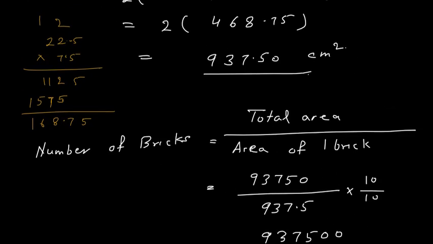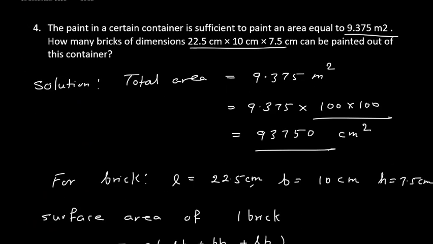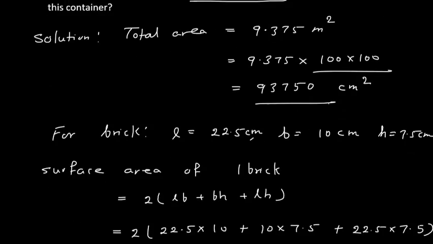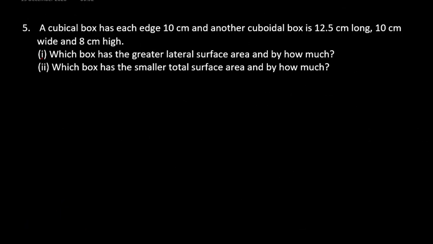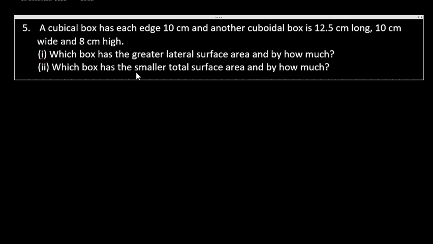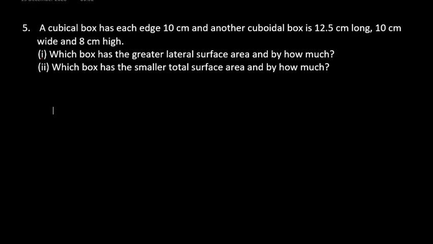Okay, so surface area, here I have to find surface area. By mistake I was taking volume. Now next problem, fifth problem. A cubical box has each edge 10 cm and another cuboidal box is 12.5 cm long, 10 cm wide and 8 cm height. So I have one cubical box and one cuboidal box. Which box has greater lateral surface area and by how much? And which box has a smaller total surface area and by how much?